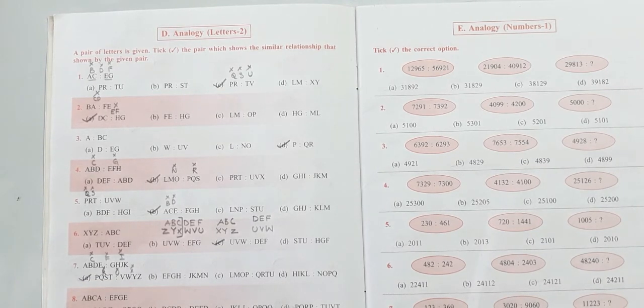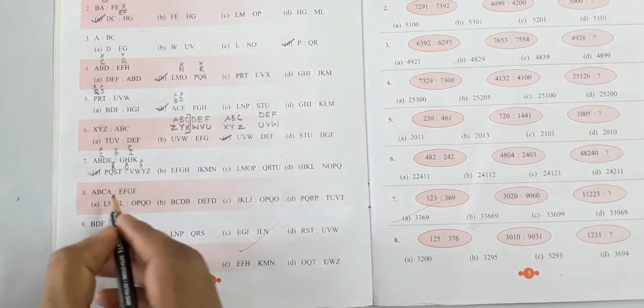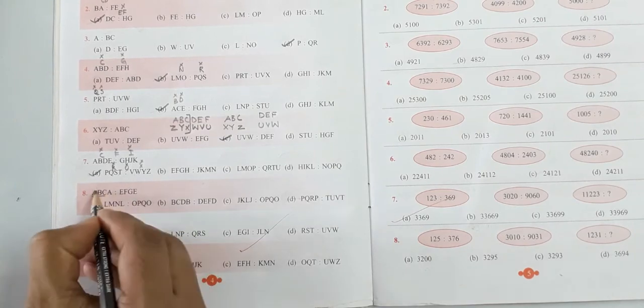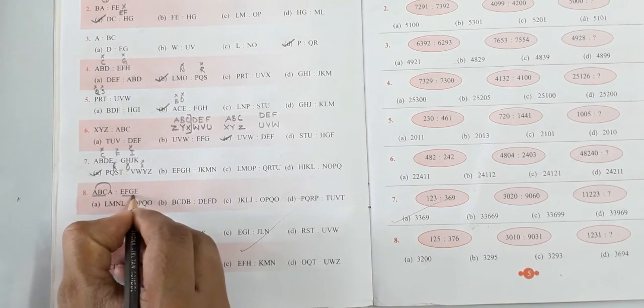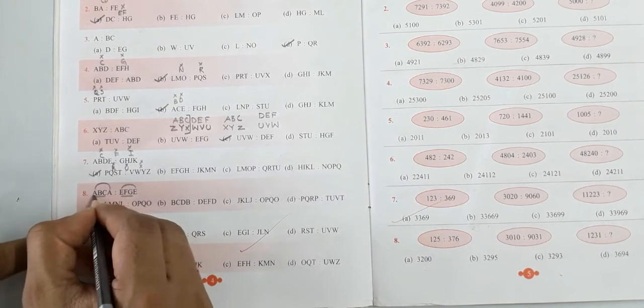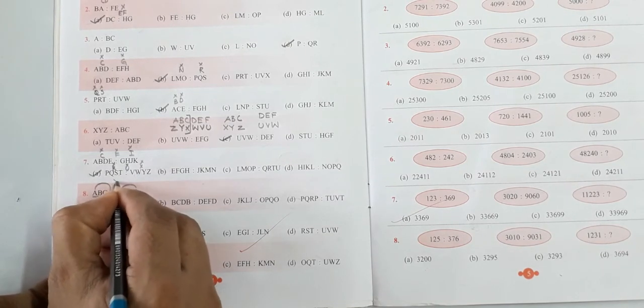Now let us move to eighth. Look at the eighth one. So A, B, C, they are in sequence and the first letter comes again. E, F, G, they are in sequence. Here E comes again. But look, A, B, C, next what should come actually? D. And that D is missing.